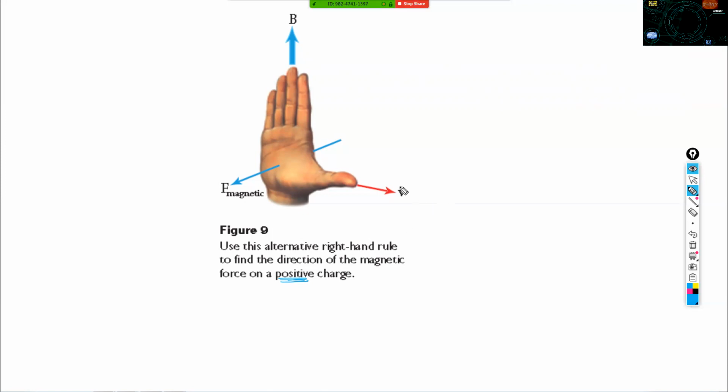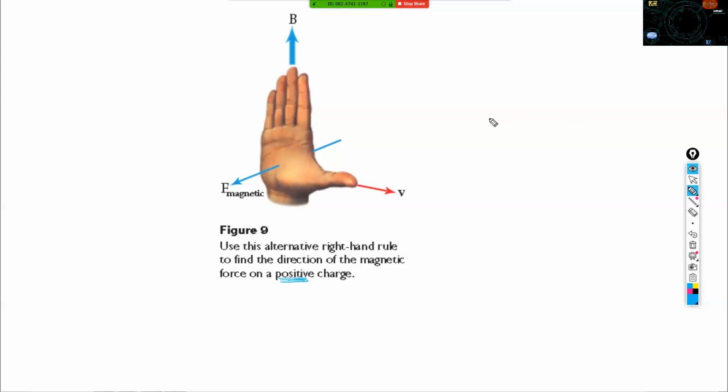Okay. Your thumb always points in the direction of the velocity vector. So what direction is that charge moving? Your fingers then are going to point in the direction of the magnetic field, and then the force vector is actually going to be the direction your palm is facing.